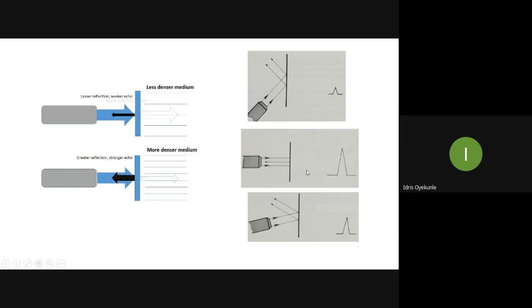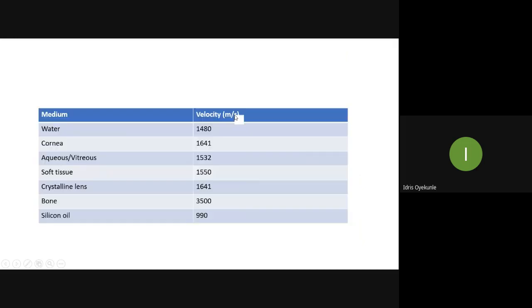And this is also what we see. This is more like an A-wave vector image that we're seeing here. Sound waves are being transmitted to this interface, and it is perpendicular, and that produced the strongest echo compared to when it's at an angle that is incident to the interface. This is just to show the various velocities of sound waves in various media. You can see it's in water, cornea, and other tissues, including silicon oil.